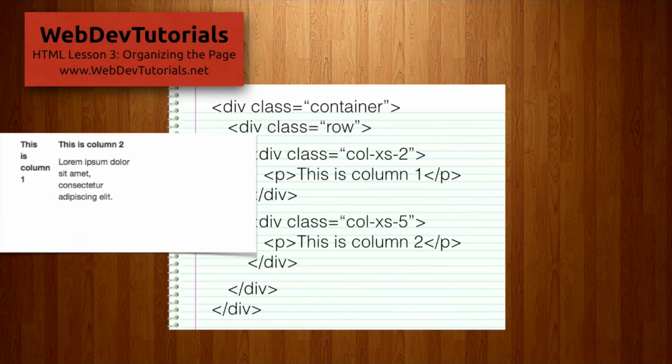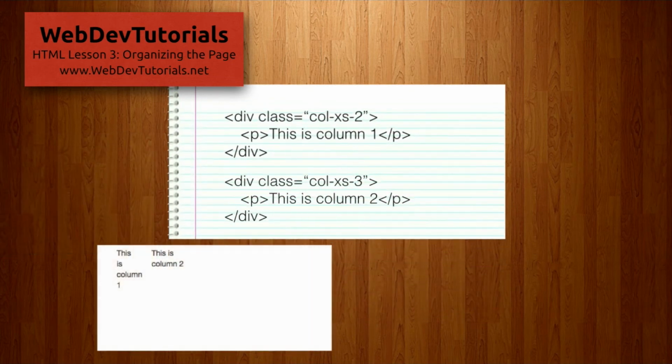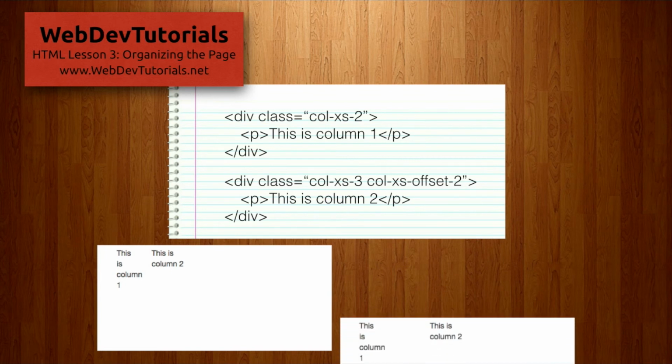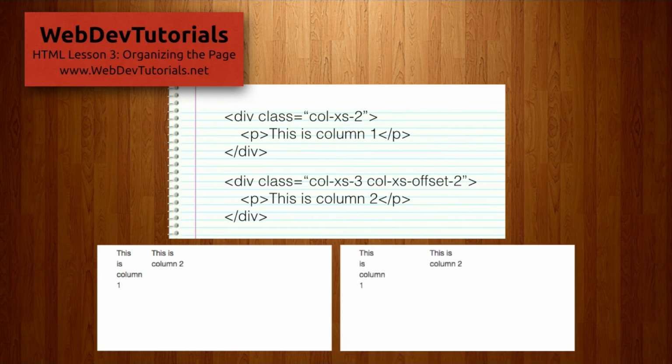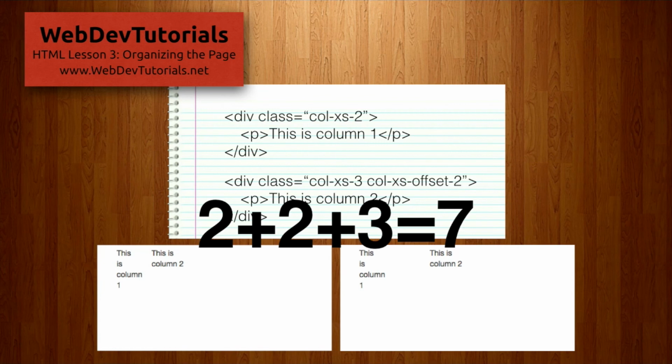But what if we want to put a big space between columns? To offset one column group from another, we append the offset class to the div. If we have a column that is 2 blocks wide, and we want to add another column that is 3 blocks wide but offset it by 2, then we can use this code. The standard col-xs-3 space col-xs-offset-2. Now there is a 2 block space between the columns. Remember that we are currently using 7 out of the 12 columns available.